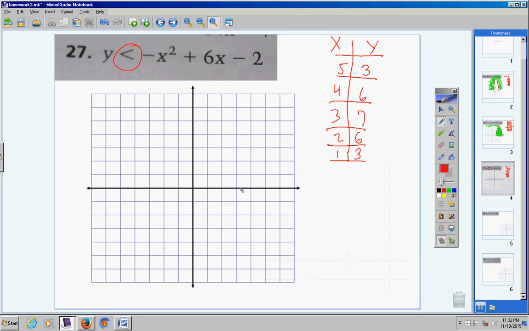Over 5, 1, 2, 3, 4, 5, up 3. Over 4, up 6. Over 3, up 7. Over 2, up 6. Over 1, up 3. So I plotted each one of these ordered pairs, each one, okay? And here's what I got. These 5 points here.